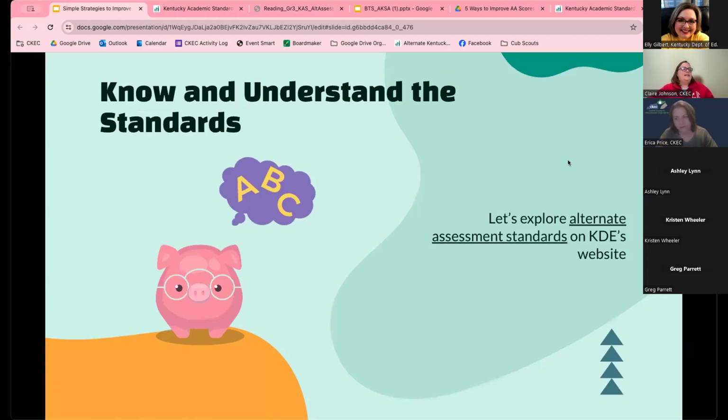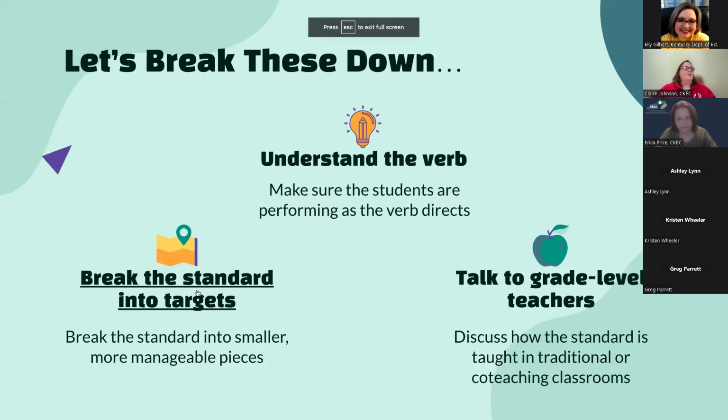It's very important for teachers to look at those and ask questions if they are not understanding, because that is an area that we've seen they really need a lot of support. So knowing and breaking those standards down can be very important.